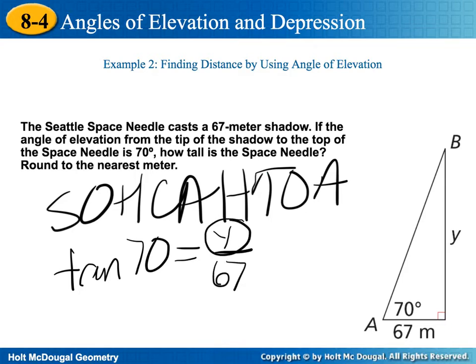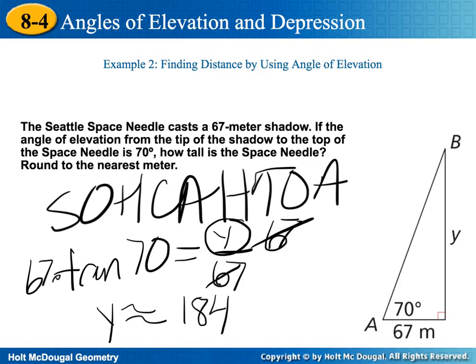To solve for y, I'm going to multiply by 67. When 67 is in the denominator, I need to put it in the numerator on both sides, and then it goes away. They want us to round to the nearest meter. So when I do that, I get y is approximately, in your calculator, you're going to hit tangent 70, close the parenthesis off if you have a calculator that does that, and then hit 67 and then hit your enter. And you're going to get 184 meters.